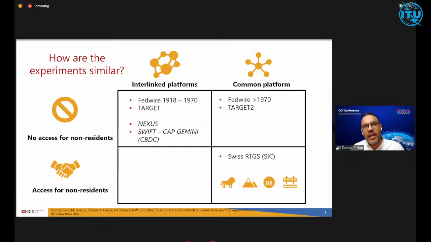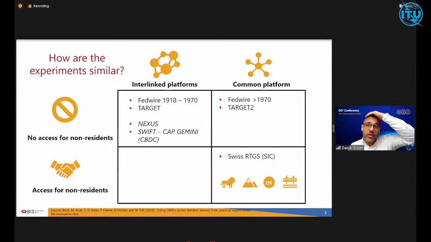That is a project that comes out of the Singapore BIS Innovation Hub Center. In the top right-hand quadrant, we have Fedwire after 1970, and we have Target 2. That means that they are a common platform, and there is no access for non-residents.